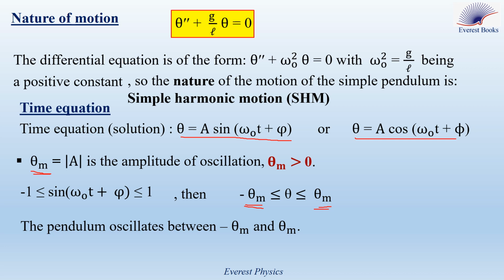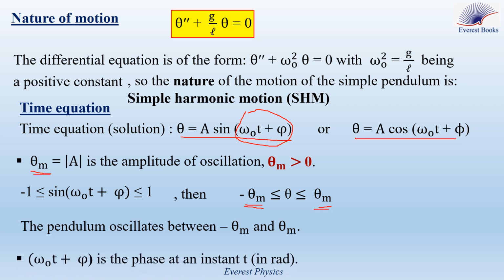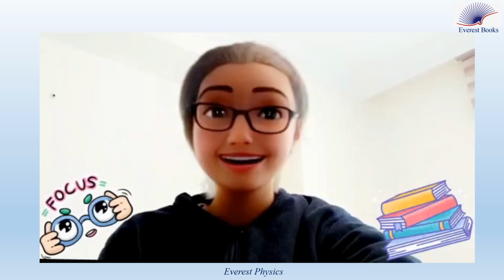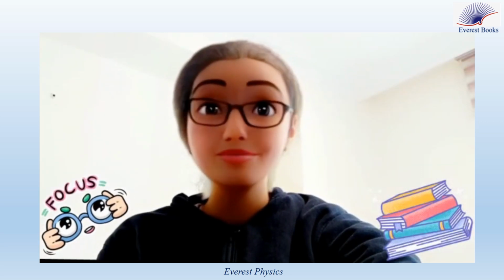Finally, what do we call the angle omega 0 t plus phi? Omega 0 t plus phi is the phase at an instant t. And because omega 0 t plus phi is an angle, its SI unit is the radian. Focus, please. This is important.